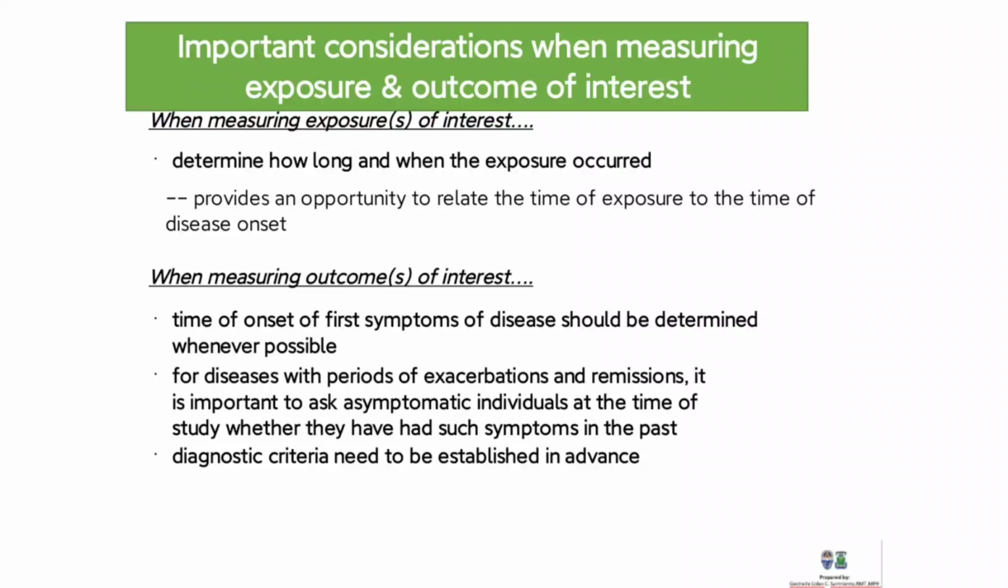And the next one, when measuring outcomes of interest, time of onset of first symptoms of disease should be determined whenever possible. For diseases with periods of exacerbations and remissions, it is important to ask asymptomatic individuals at the time of the study whether they have had such symptoms in the past. So, basically, you need to have a thorough investigation and thorough research regarding that particular disease outcome. Kasi every individual is unique, di ba?